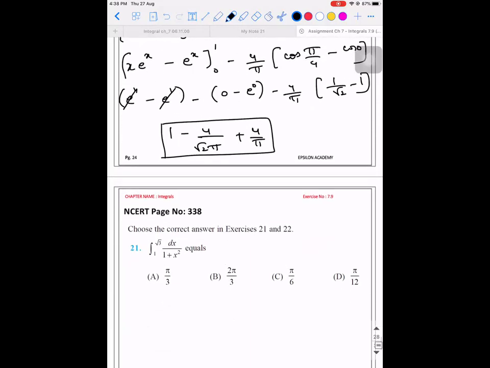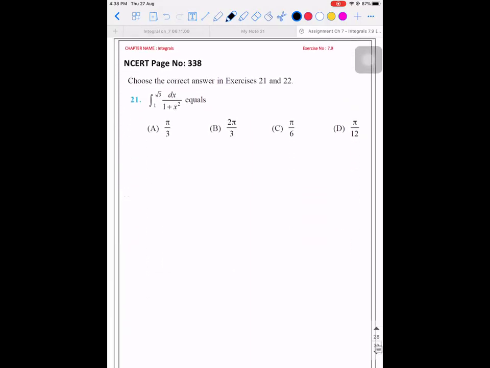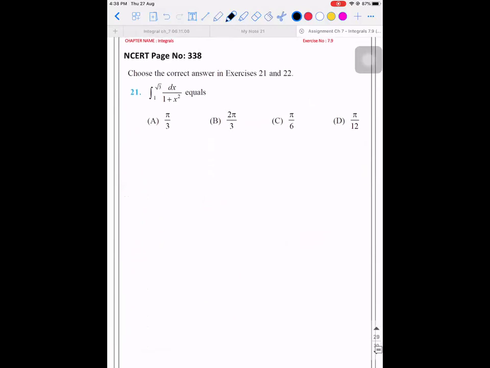So I'm moving on to the next one. Okay, this one is very easy. So integral of 1 by 1 plus x square is tan inverse, between 1 to root 3. So that is tan inverse of root 3 minus tan inverse of 1. Tan inverse of root 3 is pi by 3, minus tan inverse of 1 is pi by 4. So we'll get the answer as pi by 12.